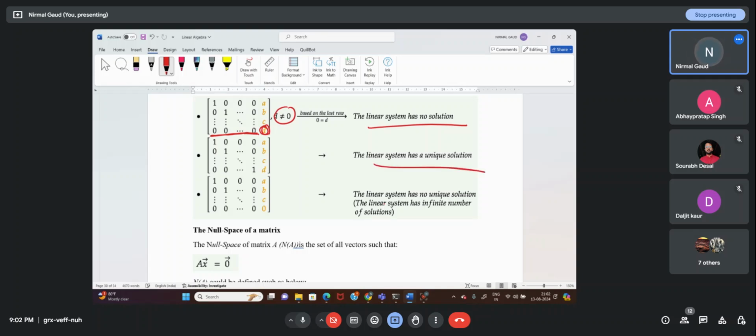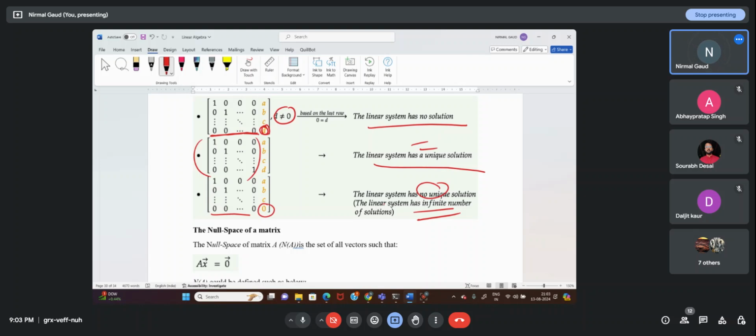The system has a unique solution if you get the identity matrix and everything is present here. If you are not getting identity, but this row is zero, this is also zero, then there is no unique solution, but there could be infinitely many solutions. All right, got it. That's the point. So I have taken cases of all the types of equations.